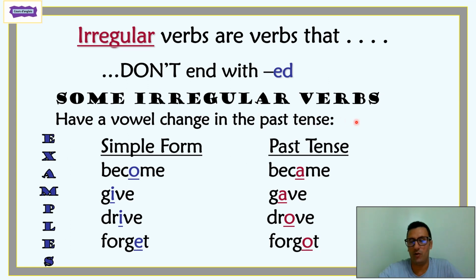Some irregular verbs have a vowel change in the past tense. Examples. Become, devenir. Alors, past tense de ce verbe to become, c'est became. Give devient gave. Drive devient drove. Forget devient forgot.